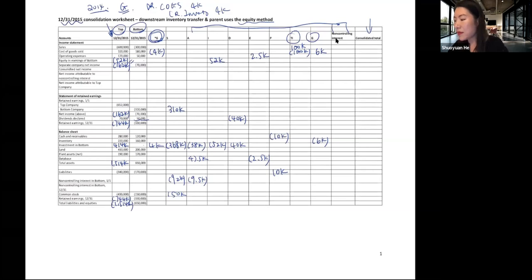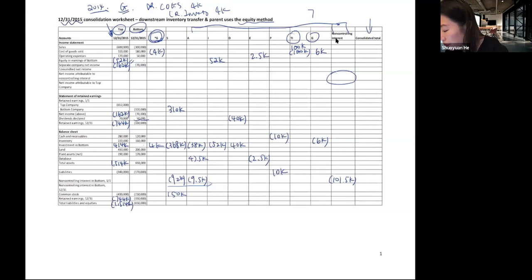So the last column is non-controlling interest. Here we start from the beginning non-controlling interest. We just add those numbers up. So that will give us 101.5 thousand. And then that is the current year net income that belongs to the non-controlling interest. So net income attributable to non-controlling interest, because this is a downstream transfer, so the intra-entity transaction, all of the profits are on the parent's book. It doesn't affect your subsidiary's net income at all.